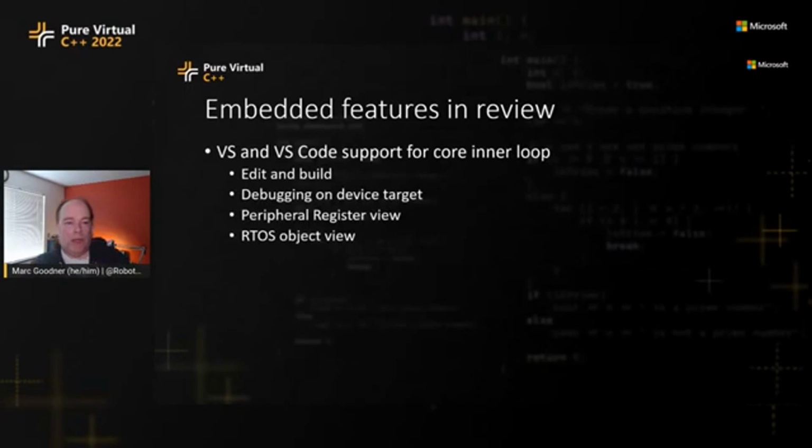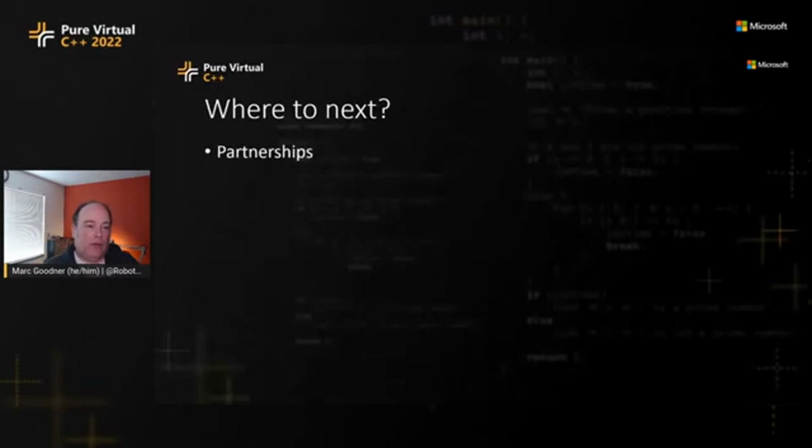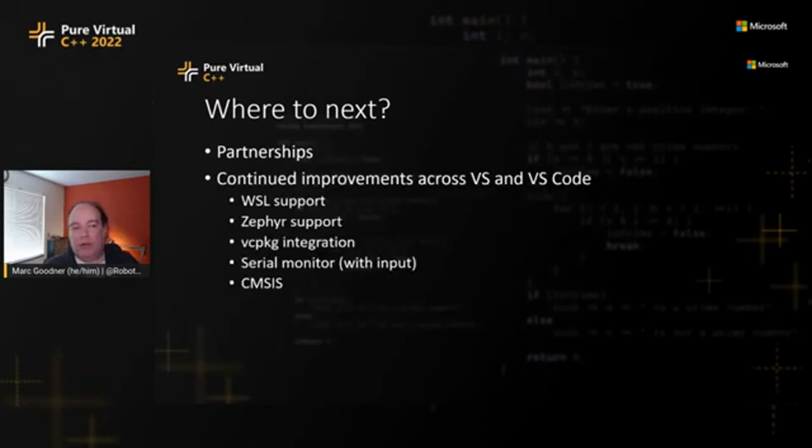So in review, we've got our core inner loop set up for embedded development for edit and build. We can debug on a device target. We have peripheral register view available now and RTOS object view. And we're setting up our reproducible environments through vcpkg. And where we're going next, we're continuing to work on partnerships. I hope that there could be something more public to say about that, hopefully around Embedded World, which would be in late June. And we're continuing to make improvements here.